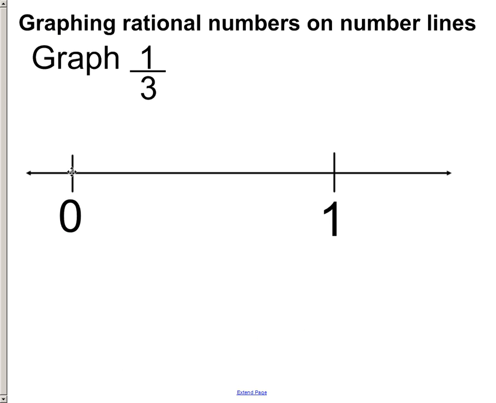What about 1/3? Well, okay, divide it up between, what would 1 be? 1 would be 3/3. So I've got to break this section up between 0 and 1 into 3 different sections. So maybe about here and here. So 0/3, 1/3, 2/3, and this would be 3/3. So where's 1/3 at? Right there.